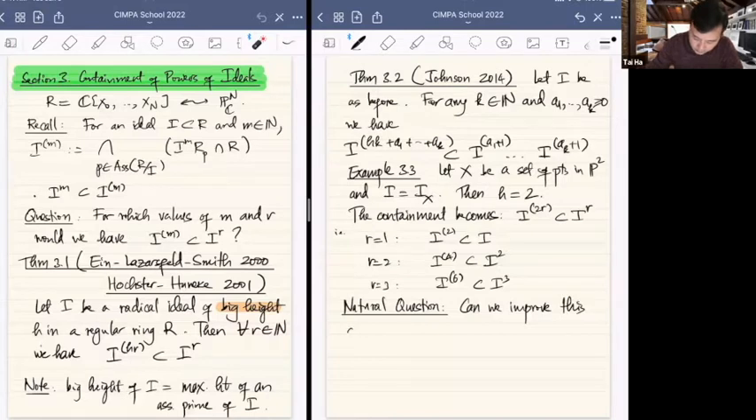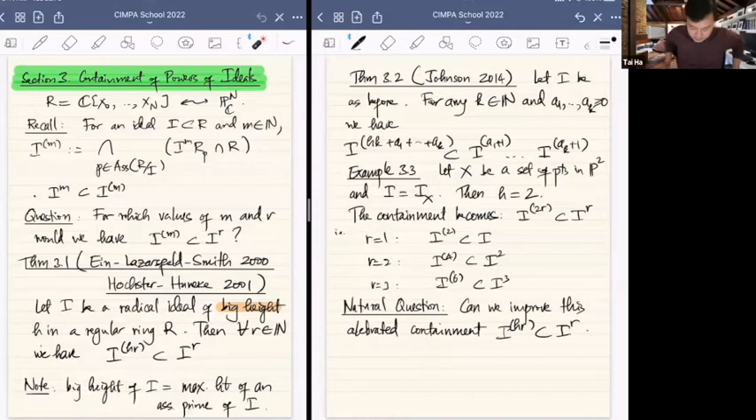This celebrated containment. And I'm going to focus on this guy, on the original containments proved by Ein, Lazarsfeld and Smith, and Hochster and Huneke. So in an attempt to improve these containments, there are a number of conjectures that have been stated.